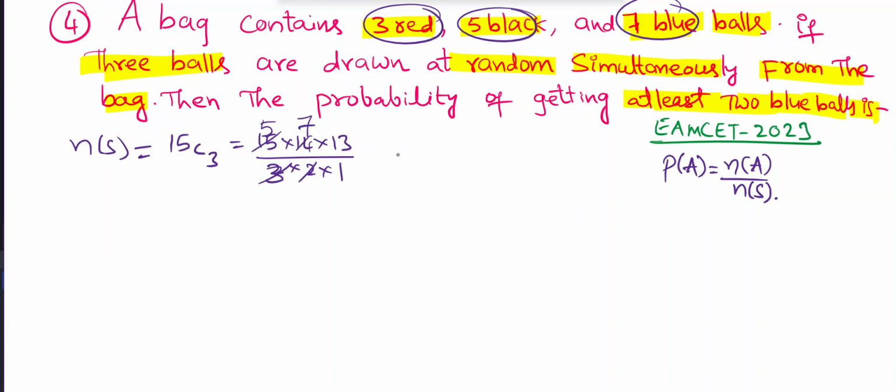This is 5 13s are 65. 65 into 7, this is 455. This is N of S. Now we find N of A. N of A is at least 2 blue balls. Here the blue balls are 7 blue balls.